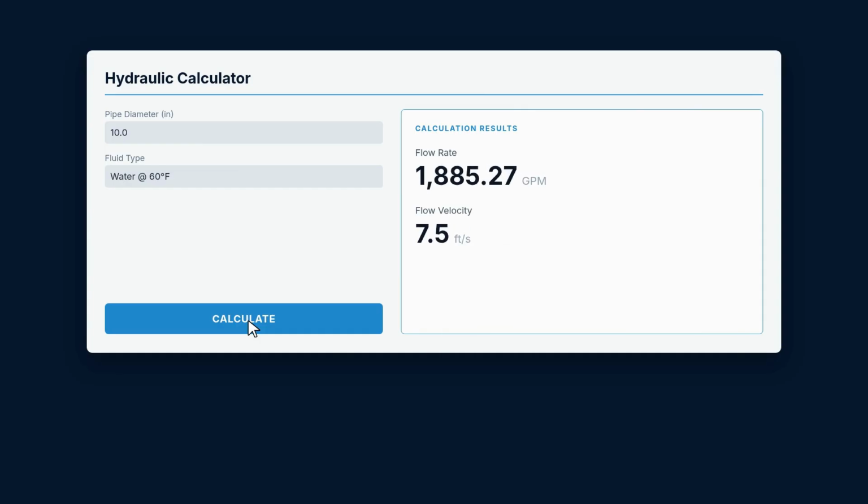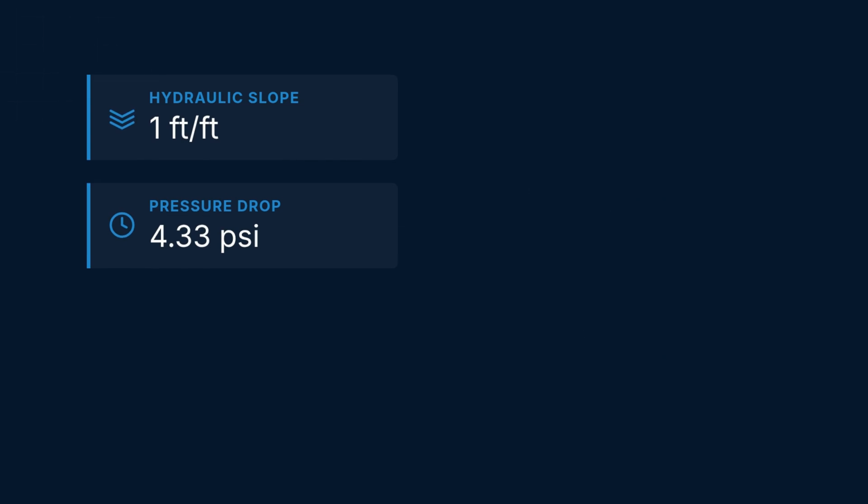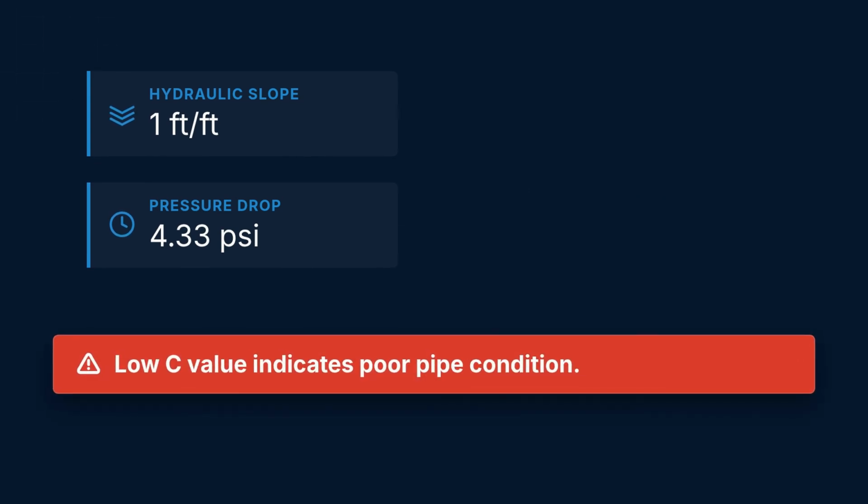1885.48 gallons per minute. The flow velocity is 7.7 feet per second. The hydraulic slope equals 1 foot per foot. The pressure drop is 4.33 psi. The system warns that the low C value indicates poor pipe condition.